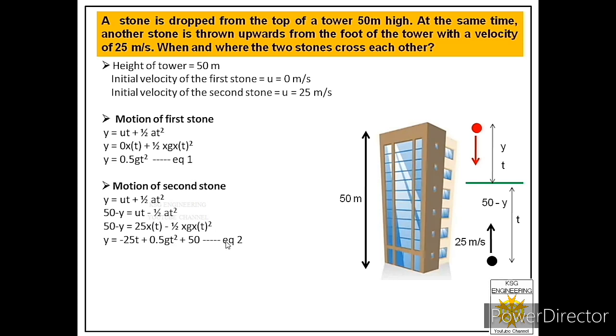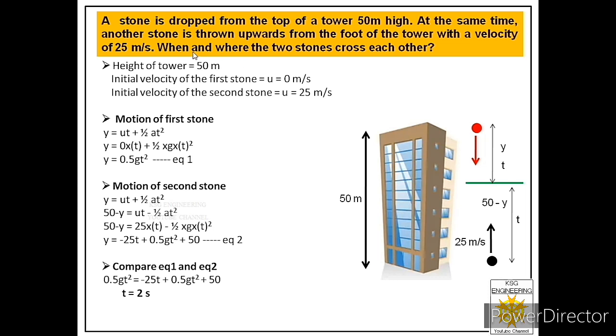Now we will compare these two equations to get the unknowns. So the left hand side of these two equations is the same. So let us compare the right hand sides. Next, we'll compare equation 1 and equation 2. So we'll get 0.5gt² = −25t + 0.5gt² + 50. So these two terms will cancel out, and from here we will get time equal to 2 seconds. So we got the first answer, that after 2 seconds these two stones will cross each other.